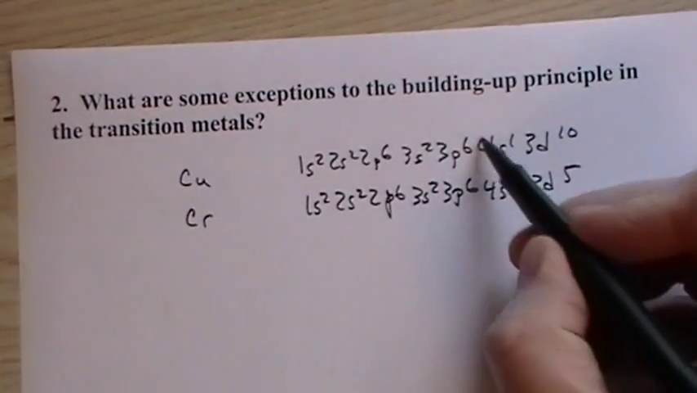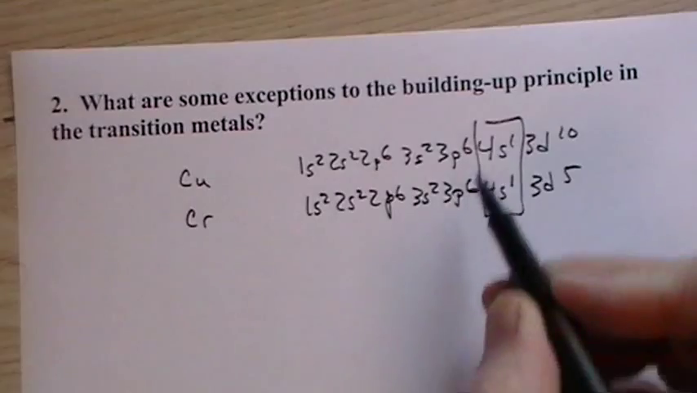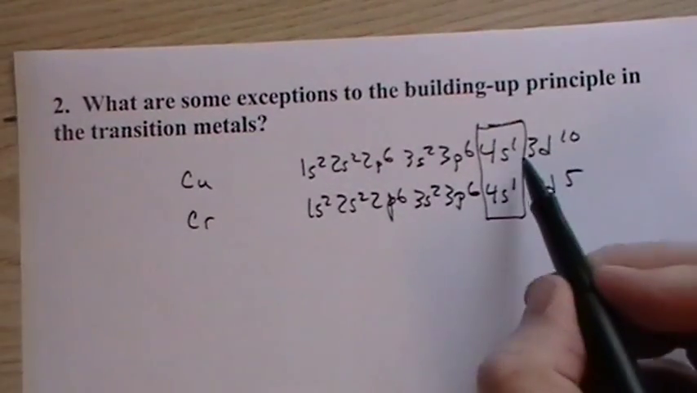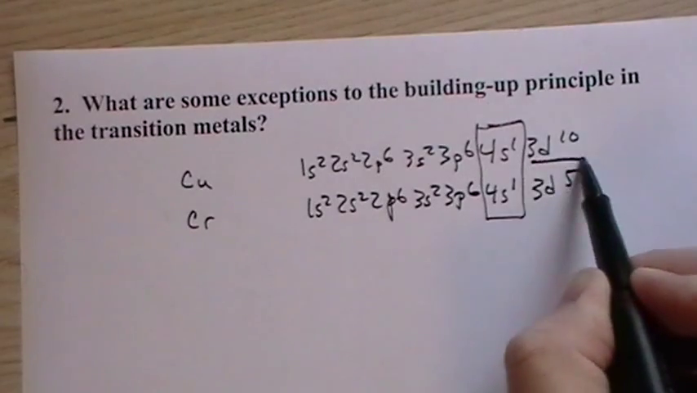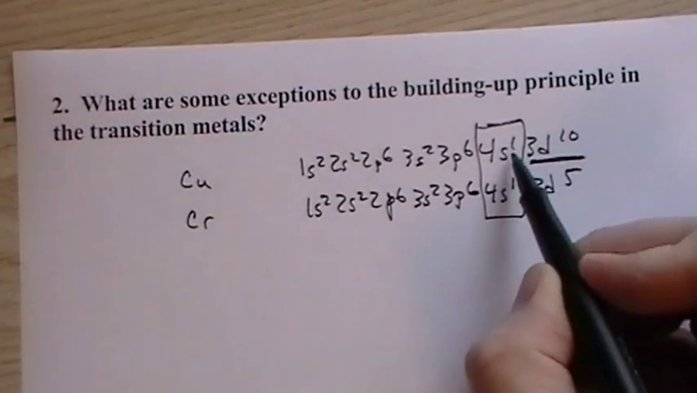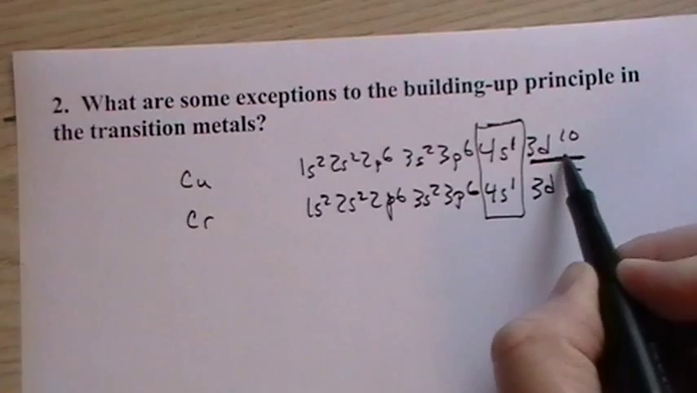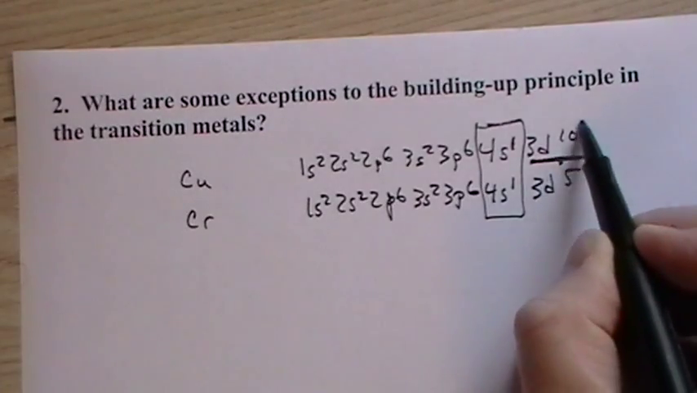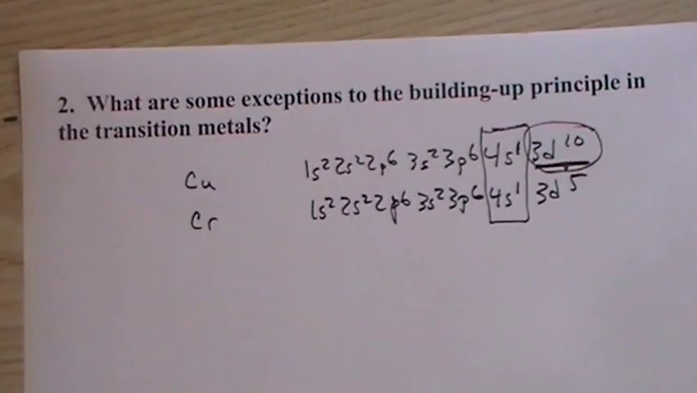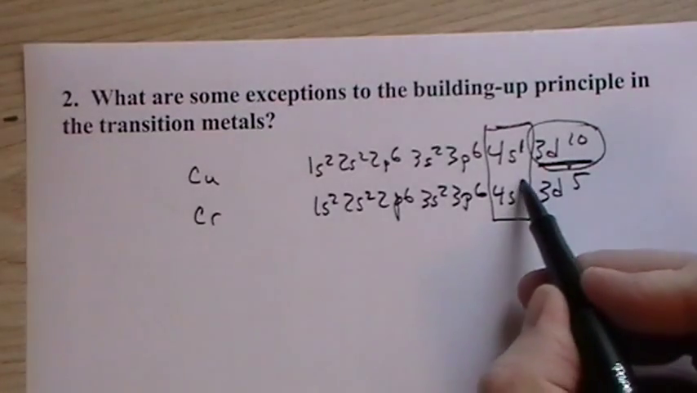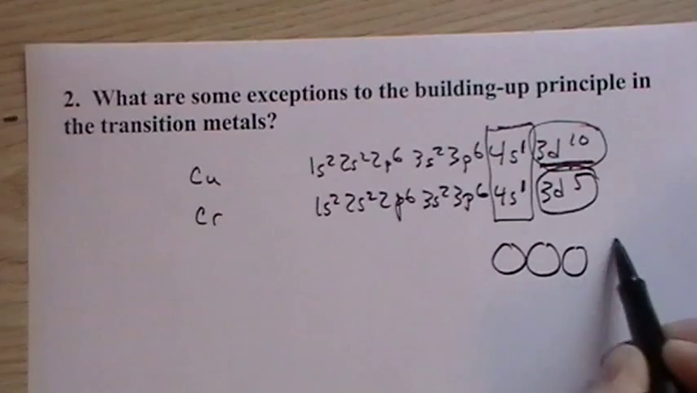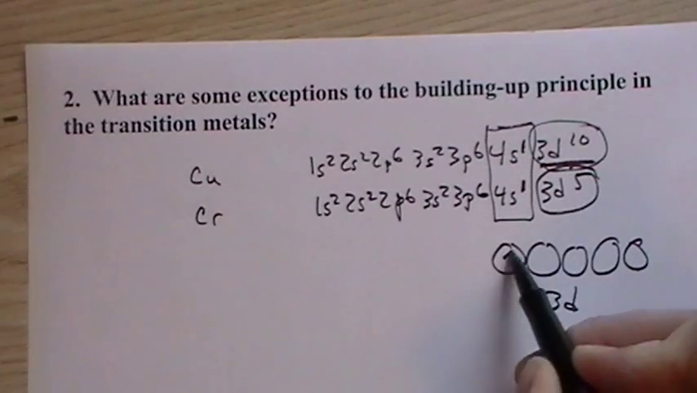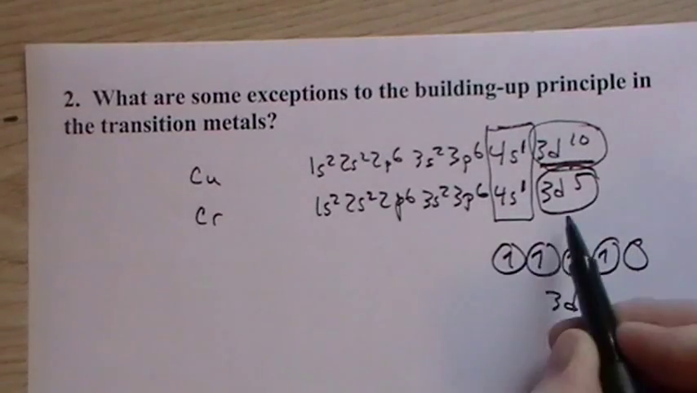So when we fill these up, according to the building up principle, this should be a 2 and a 9. But you can see that by putting one of the electrons from the 4s over to the 3d, we completely fill this sublevel, which is very stable. If we do that for chromium, we half fill it.